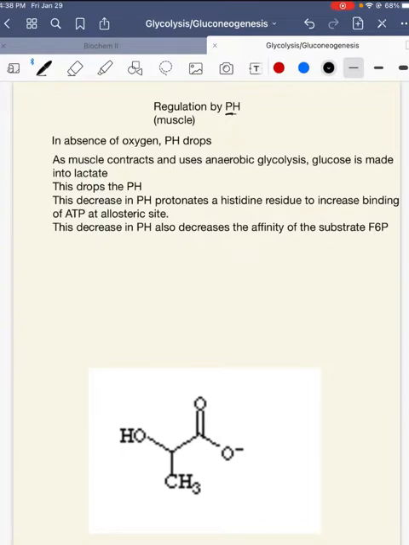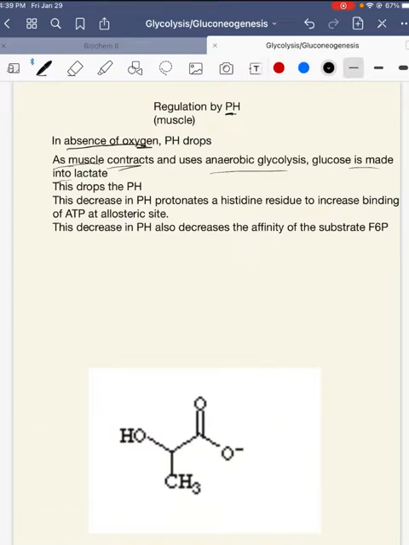In the absence of oxygen in muscle cells, pH drops, because you're running anaerobic respiration, so you're making lactate, and that will produce more protons, the H plus protons in the cell. This tells the cell that the muscle is contracting really fast and it's using anaerobic glycolysis. Once the pH drops, it tells the cell that the muscle is contracting really fast, and glucose is being converted to lactate.